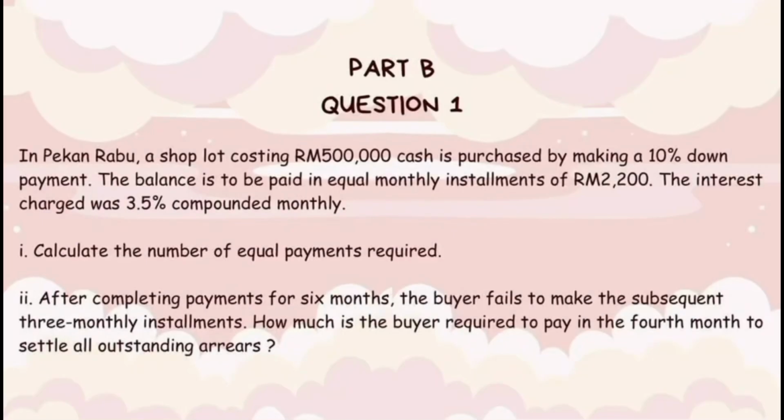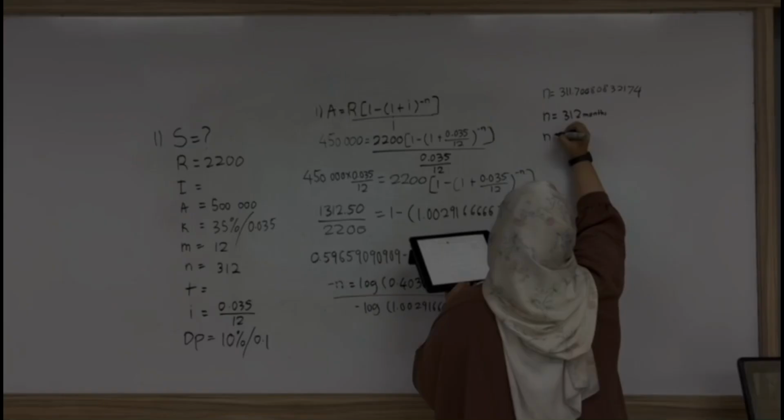The question is, in Pekan Rabu, a shop lot costing 500,000 cash is purchased by making a 10% down payment. The balance is to be paid in equal monthly installments of 2,200. The interest charge was 3.5% compounded monthly. So first, we need to calculate the number of equal payments required. Then, after completing payments for 6 months, the buyer fails to make the subsequent 3 monthly installments. How much is the buyer required to pay in the 4th month to settle all outstanding arrears?